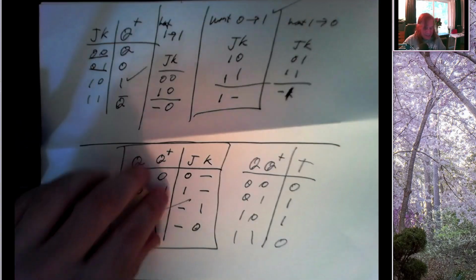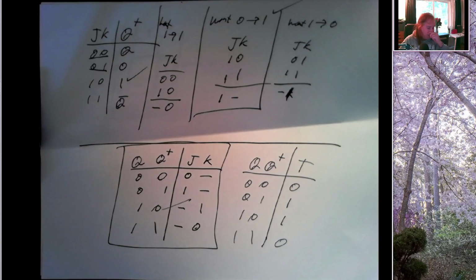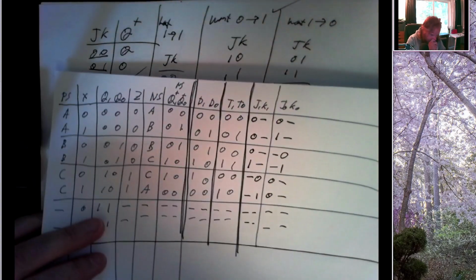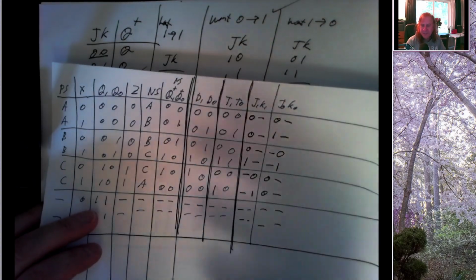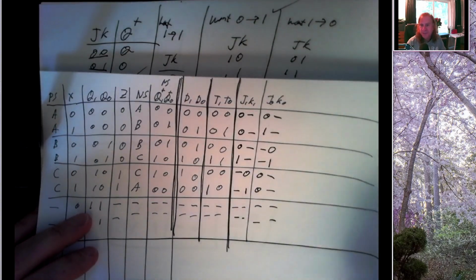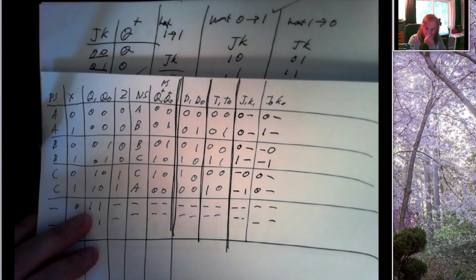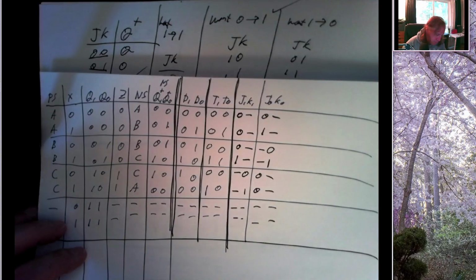But for JKs, this is particularly useful because of the don't cares. And the more don't cares we have, generally the simpler our equations are, which means the simpler our circuit's going to be to draw and to build and to test.